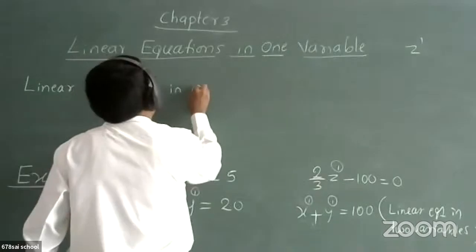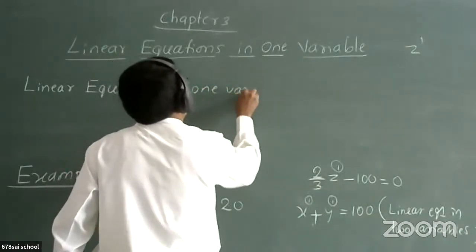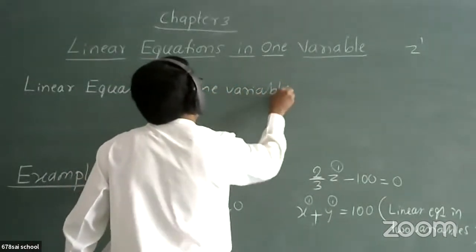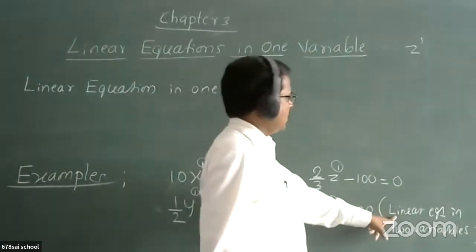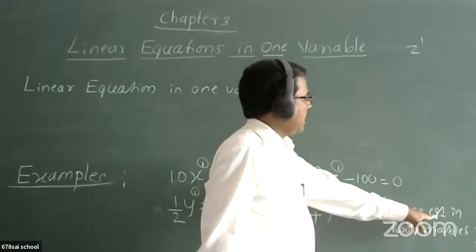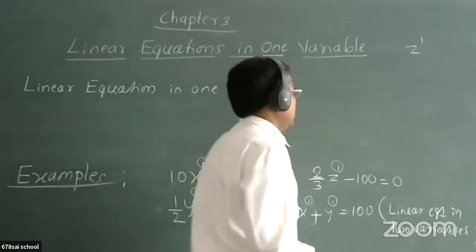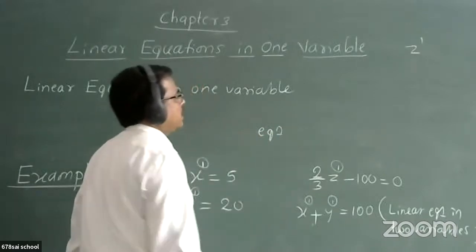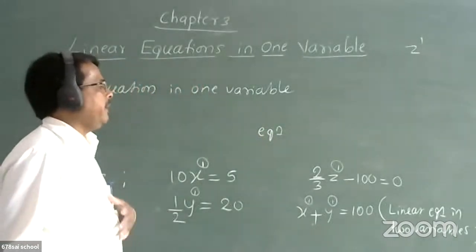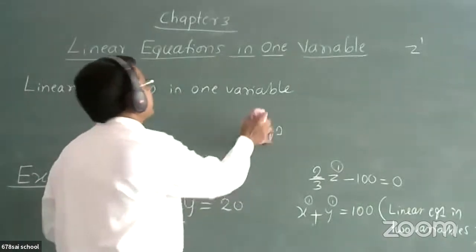Linear equation. EQN is the short form. Linear equation in two variables.